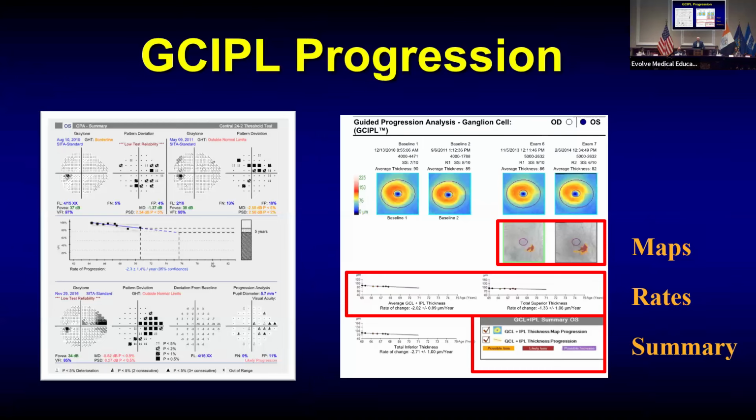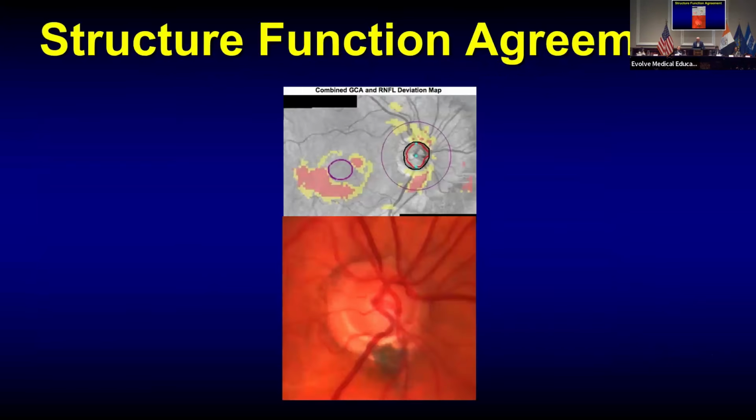The same types of analyses are available for the GCIPL, the MAPS, the rates, the summary parameters. I will highlight, though, that these are more susceptible to artifacts. Lots of patients with glaucoma have comorbid maculopathy, macular puckers, macular degeneration, and so on and so forth. And you have to be much more careful about using these macular MAPS due to their higher proportion of artifact that can impact your interpretation.